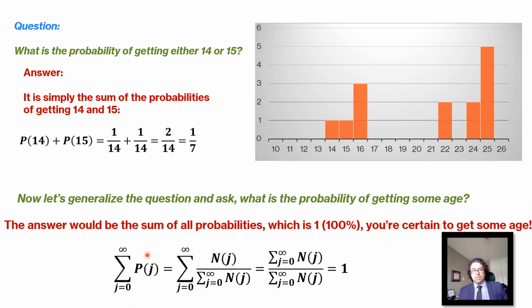So P of j is the probability of getting age j, and the sum over all ages would inevitably lead to 1. And if you want to find the proof, well, you can just use the definition of the probability at age j in this way, and then do the math. You can see that this sigma notation applies to the numerator, and it turns out that the numerator would be exactly equal to the denominator, so you can cancel them and you end up with 100%.